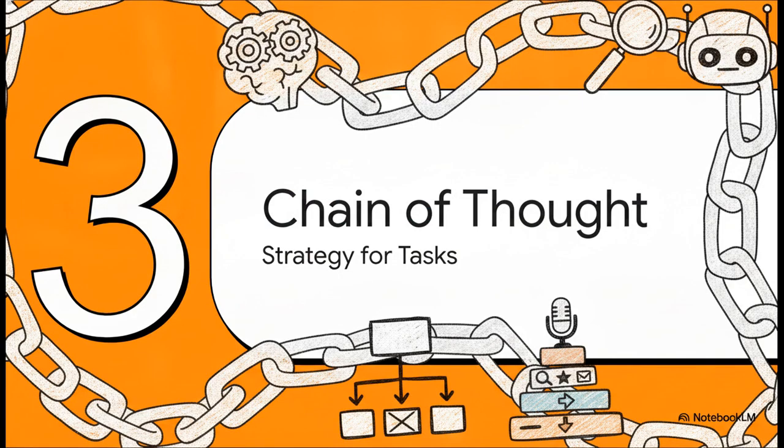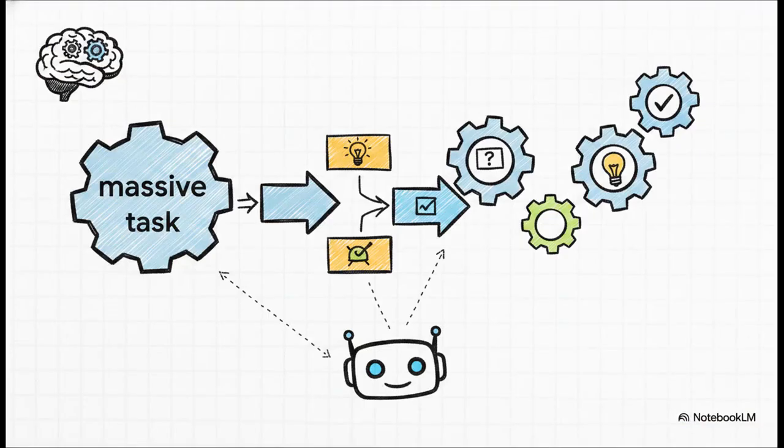Moving right along. Section 3. Chain of thought strategy. Getting into advanced execution, this is how you get AI to accomplish complex, multi-layered tasks without the output turning into a disorganized mess. Chain of thought prompting is beautifully simple in theory. It's basically like a giant puzzle.